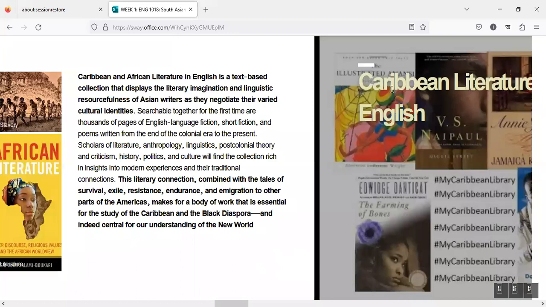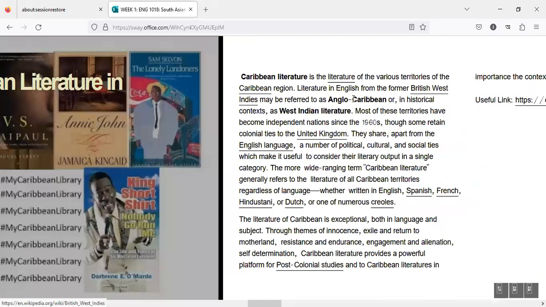Caribbean literature is the literature of the various territories of the Caribbean region. Literature in English from the former British West Indies may be referred to as Anglo-Caribbean or English Caribbean, or in historical context, West Indian literature. Most of these territories have become independent nations since the 1960s, though some retain colonial ties to the United Kingdom. They share the English language and a number of political, cultural, and social ties, which make it useful to consider the literary output in a single category.